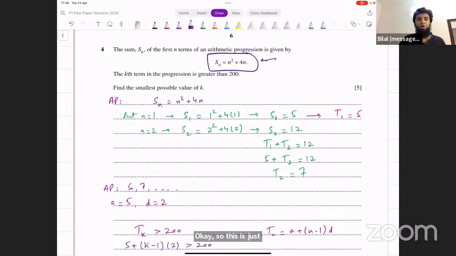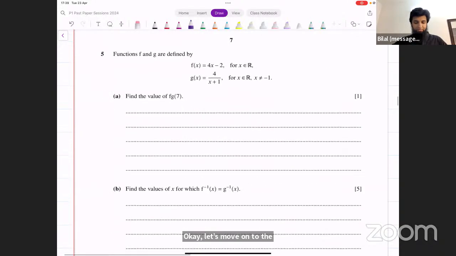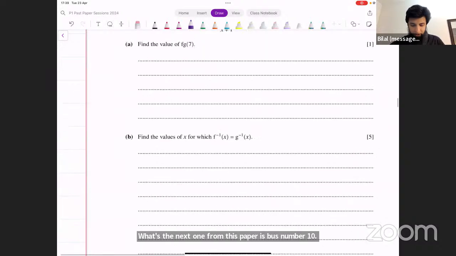So when we input n equals 1, that will give us S1. When we input n equals 2, that will give us S2, and so on. All right? Okay, let's move on to the next question. So what's the next one? Okay, so next one from this paper is question number 10. Let's have a look at that now.